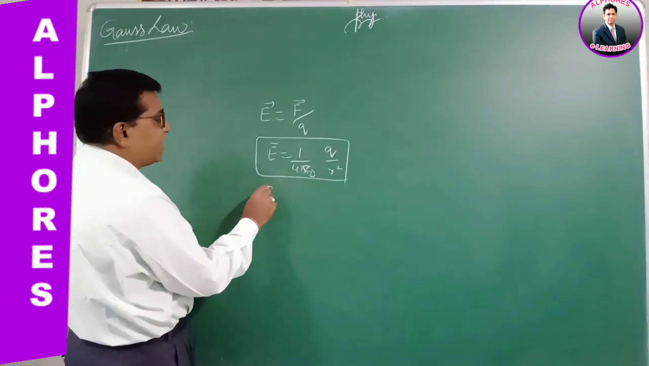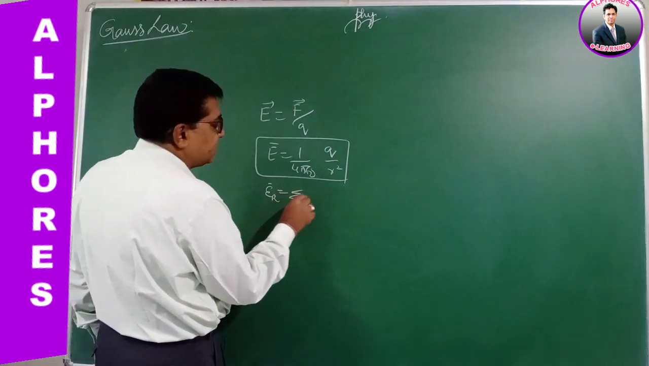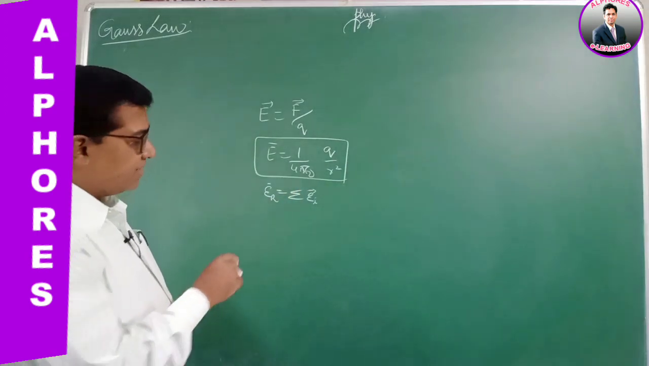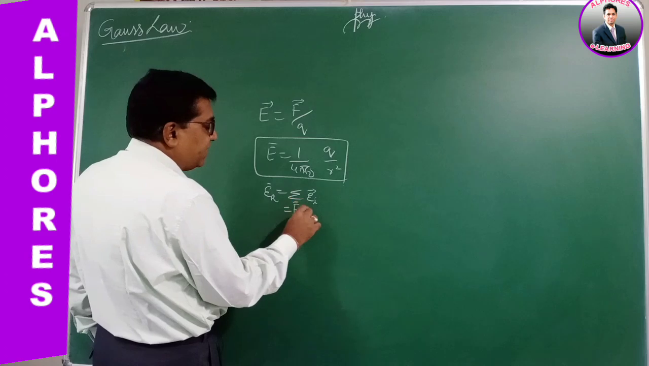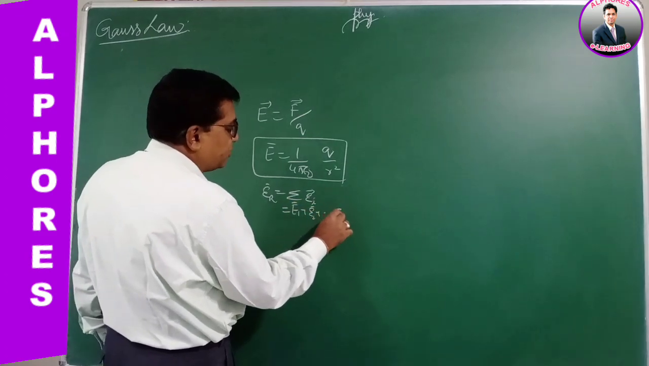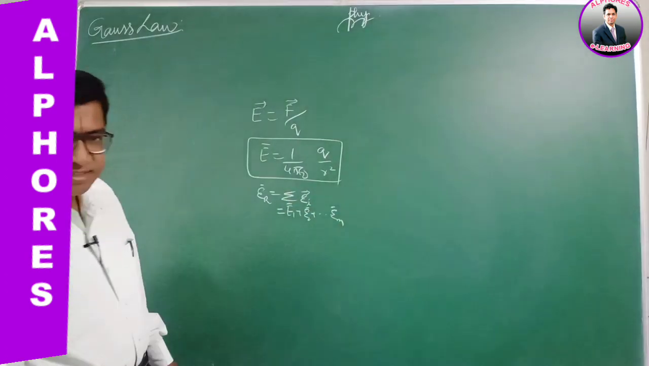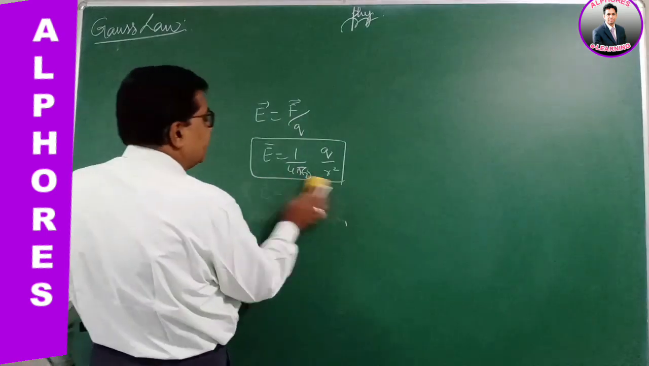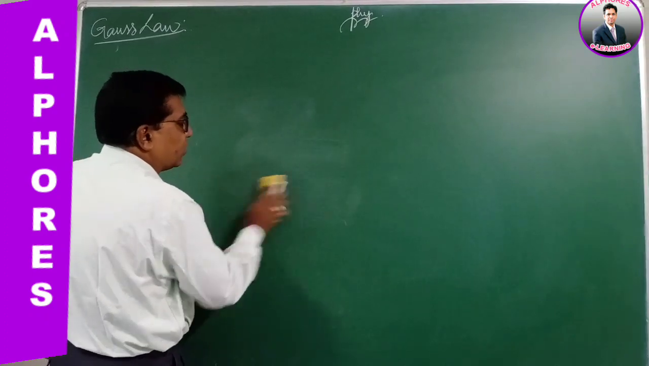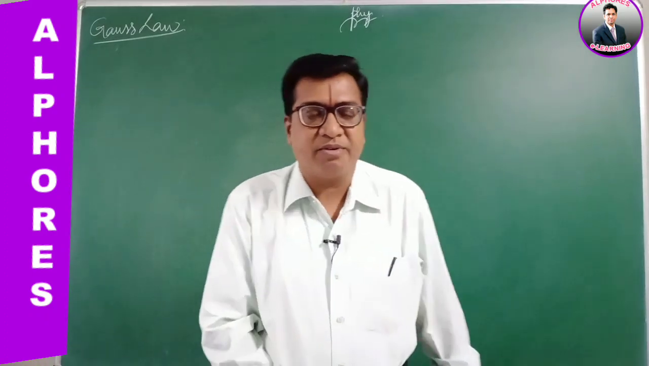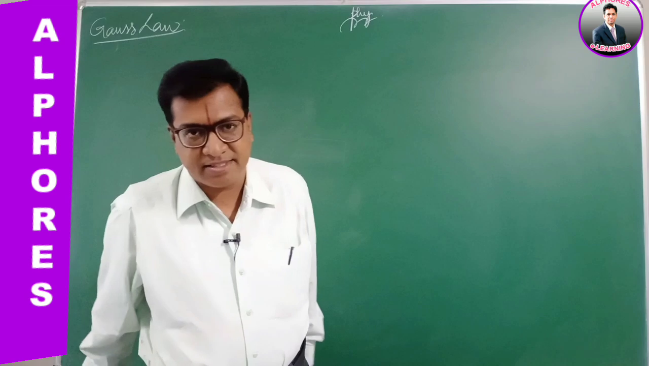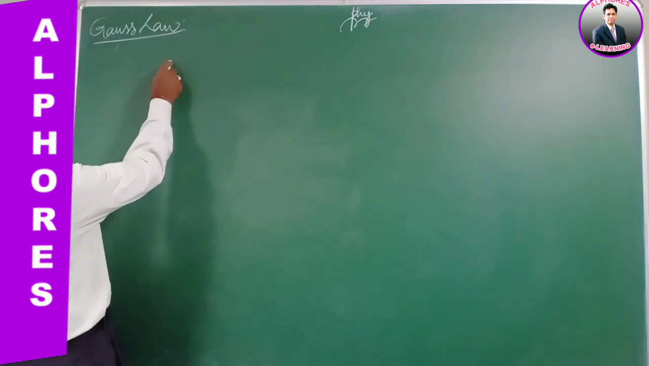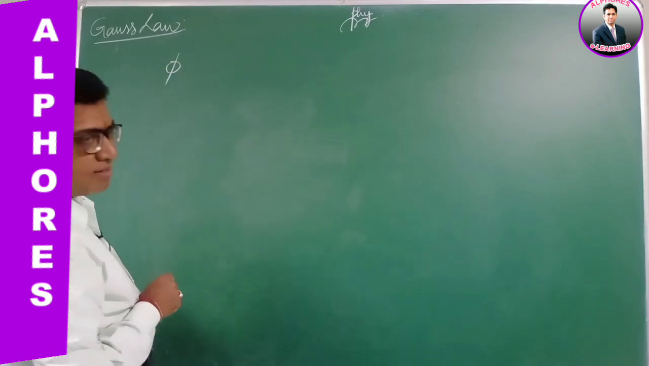If there are many charges, then the resultant field is the vector sum of all the electric field intensities, E1 bar plus E2 bar up to En bar. This is the principle of superposition, the resultant electric field intensity. Later we talked about a dipole, the combination of two equal and opposite charges separated by a distance. Then flux, phi, is the measure of the number of lines of force.